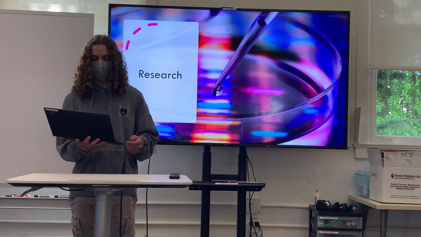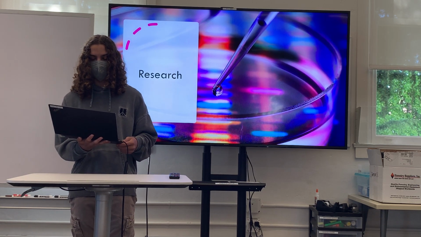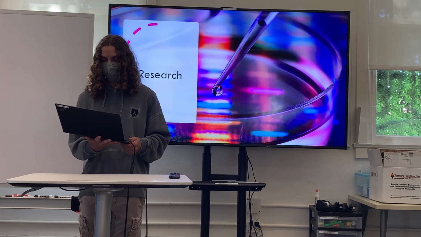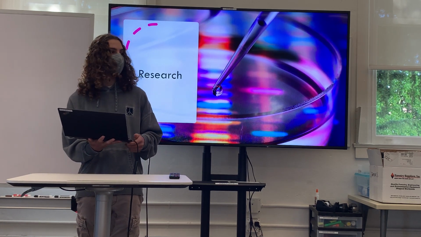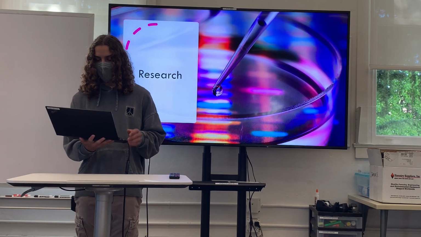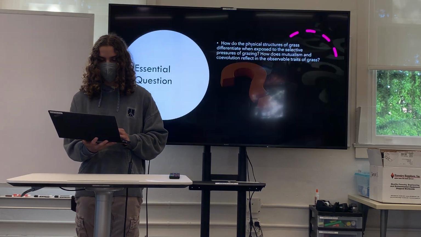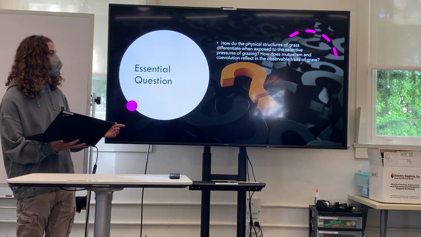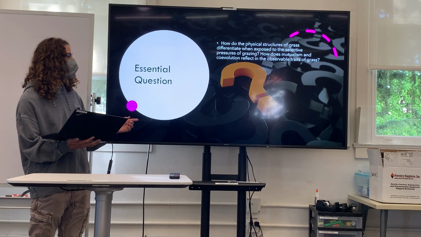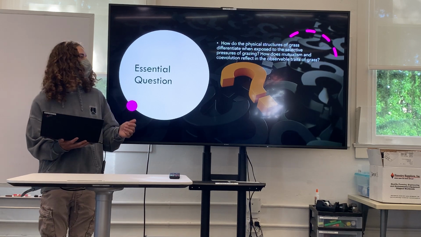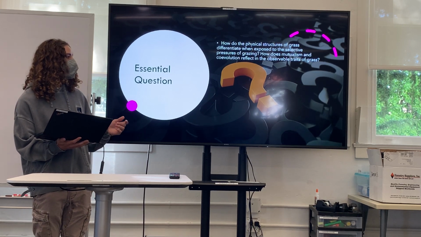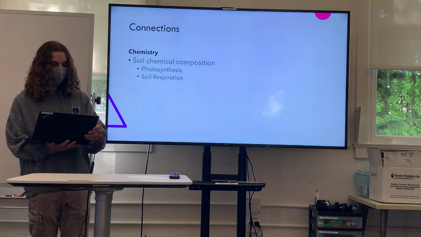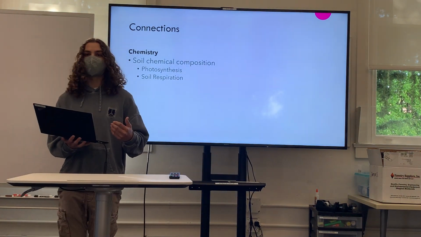I then worked to narrow this down to a point of ongoing debate within the scientific community. After more research than I anticipated, I landed on grass phenotypes and their relationships to grazing. Before I spoil any more of my EQ though, I asked, how do the physical structures of grass differentiate when exposed to the selective pressures of grazing? How do mutualism and coevolution reflect in the observable traits of grass? Before we continue, here are some connections.